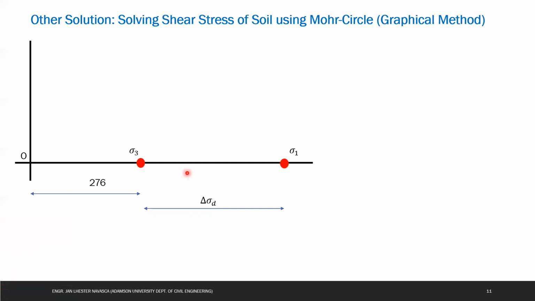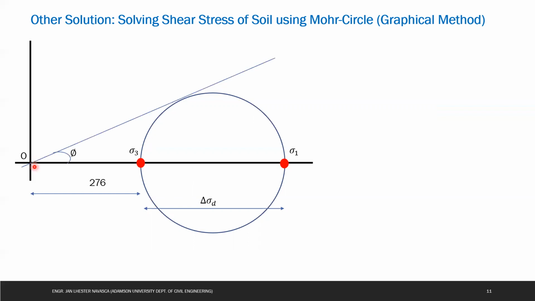Okay? Then, using again the Mohr circle, you just plot the Mohr circle like this. So this is how you should plot it. It should be a perfect circle. Then, since the problem did not give a cohesion value, or that is a normally consolidated soil, it looks like this. So our point O is here at 0. Okay, since it has no cohesion, the angle of this line is the value phi. Okay? So therefore, we have this Mohr circle.